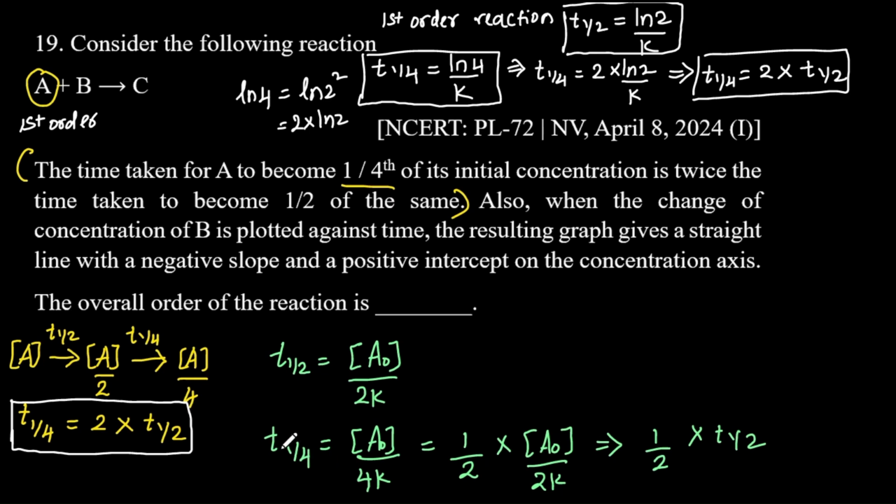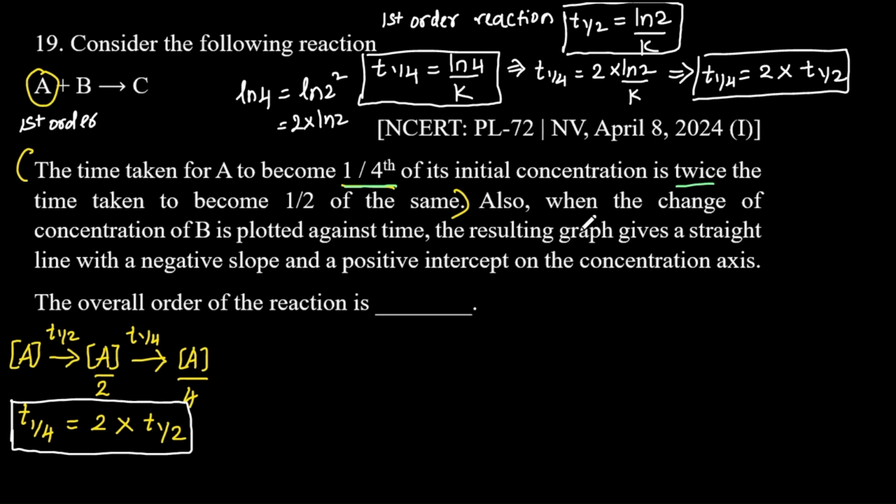So for a zero order reaction, the time taken to become 1 by 4th of the initial concentration is half of the time taken to become 1 by 2 of the same. So it is not twice, it is half. So it is not a zero order reaction. It is a first order reaction with respect to A.